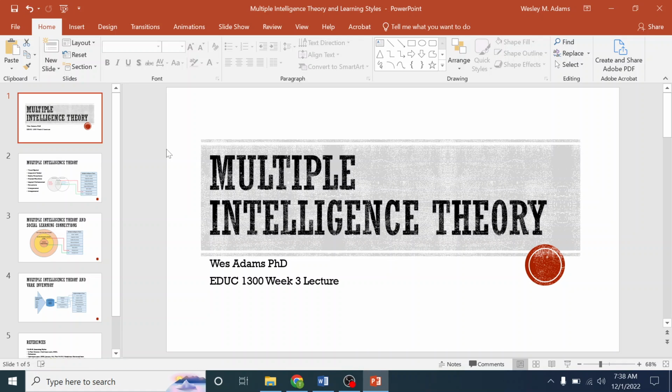Okay, this week, our big picture item is multiple intelligence theory, or multiple intelligences. This was popularized by Howard Gardner, and originally he came up with 7, and then he added an 8th, which was naturalistic. I think he did that in the 90s, right around 92, 93.